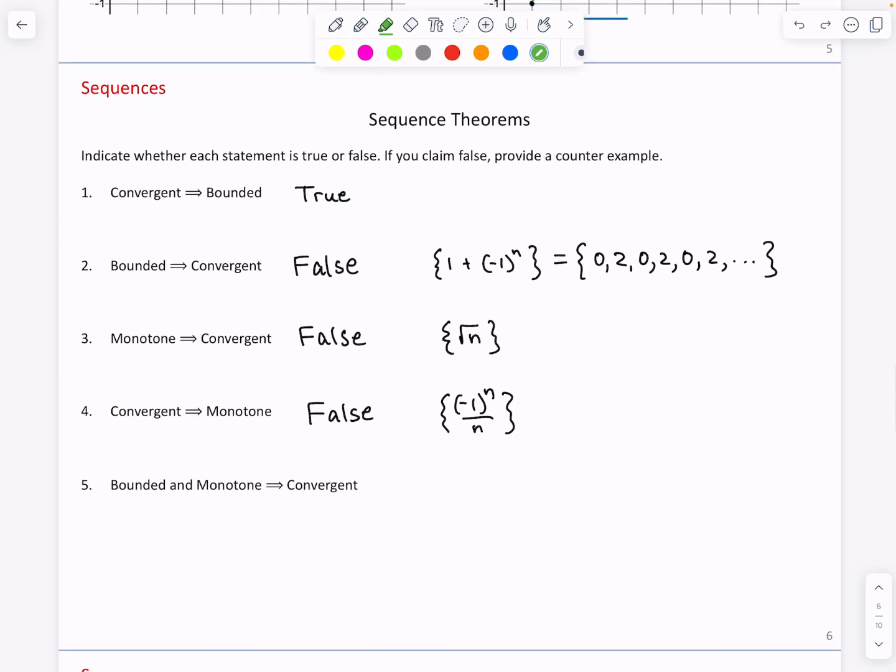It turns out, and we won't take time to prove this, but this is a true statement that if a sequence is both bounded and monotone, that sequence must have a limit and must be convergent. For the sake of our class, we will move on.